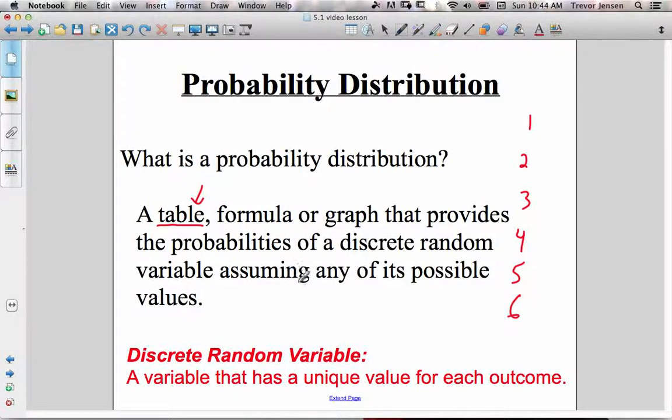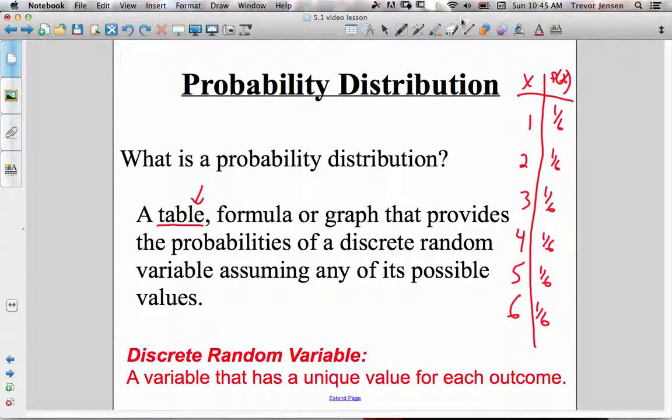If we wanted to show the probability distribution for the value showing up on a die, we would also need to figure out the probability of each of those values occurring. And we'd have 1 over 6, 1 over 6, 1 over 6, 1 over 6, 1 over 6, 1 over 6. Okay, this is just a rough table, not very organized. But anyways, this would be a probability distribution shown as a table for the possible outcomes when you roll a die.